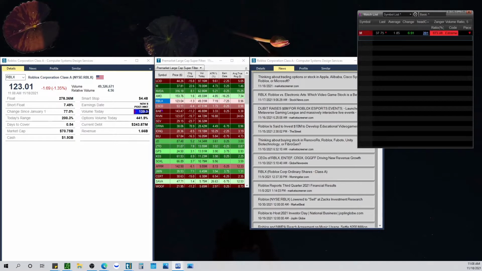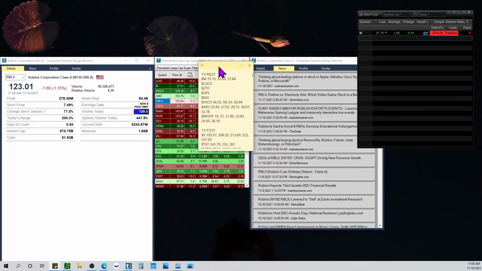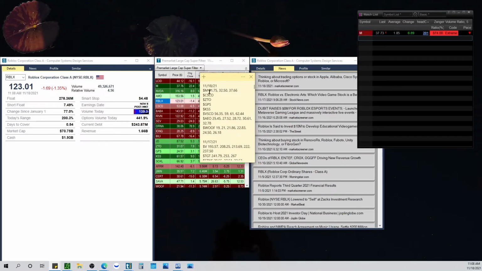Then let me see what my list actually looked like from this morning, because this is midday. This is a midday scan, and it's different from what I saw this morning. So this was my actual list: M, Cisco, ZTO, GPS, KSS, Visco, AEO, and Woof. I went through all of these charts, and I found that the most decent charts were M, Visco, AEO, and Woof. So let me put them over here.